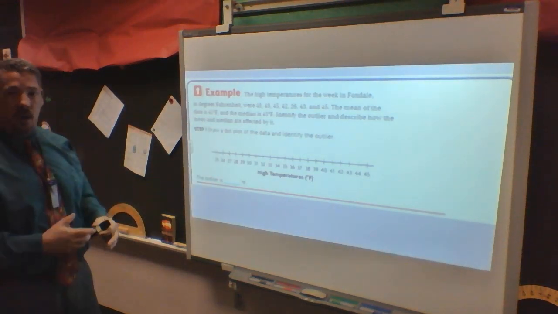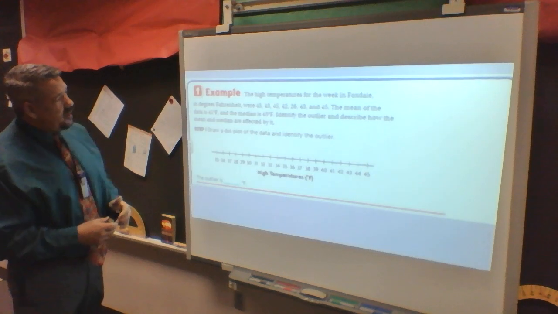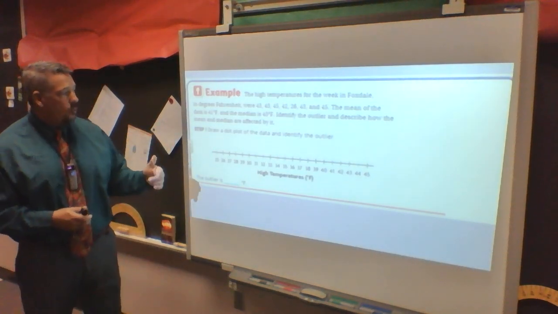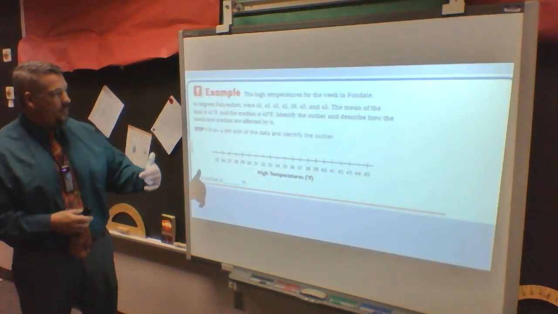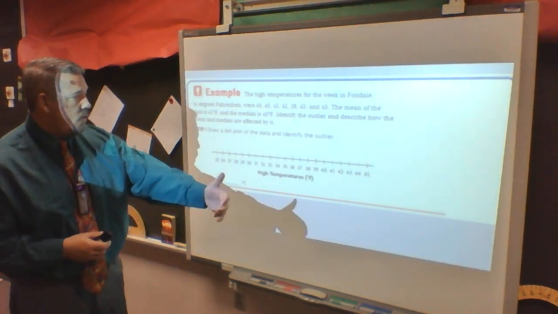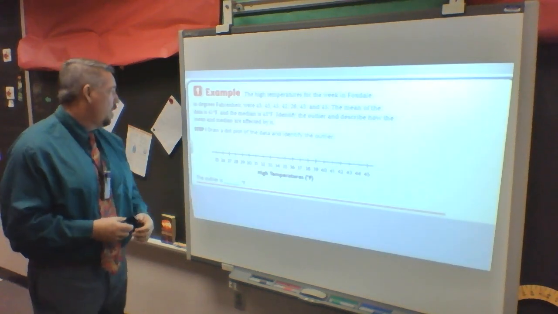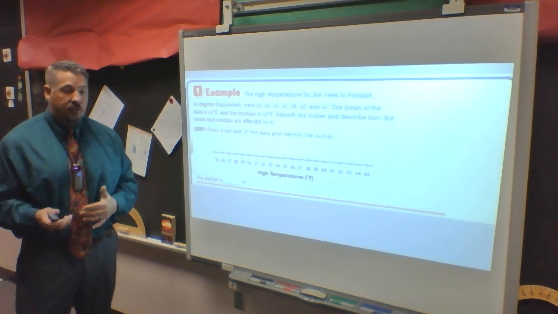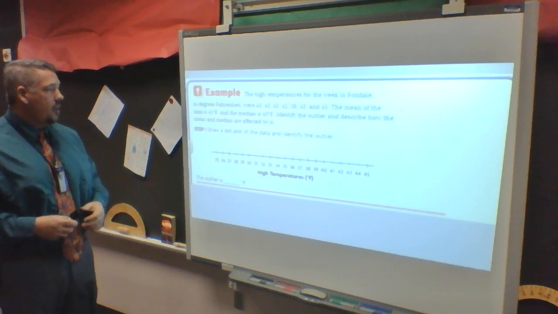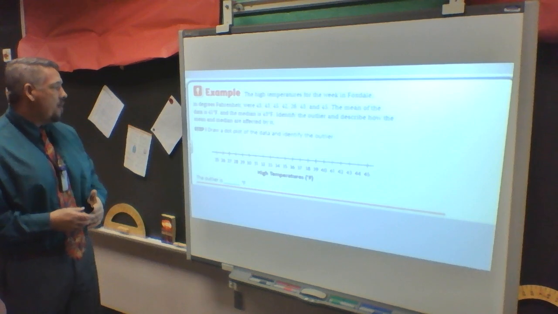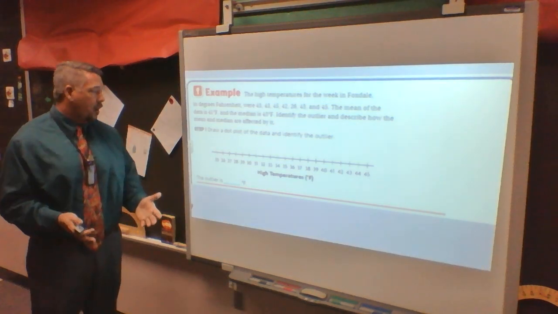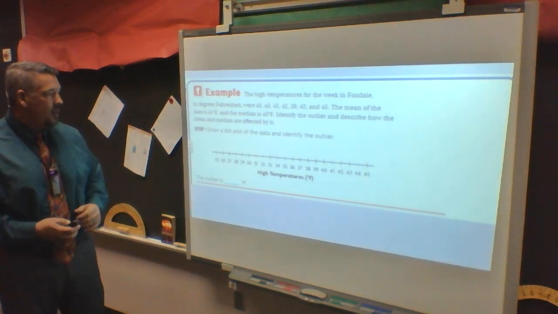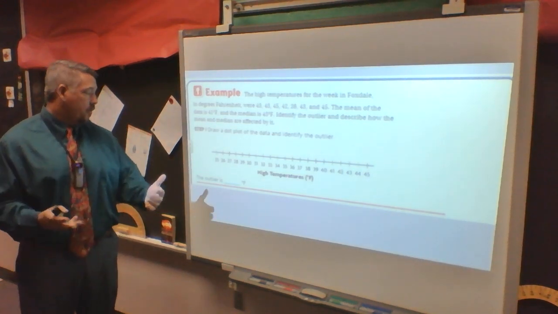Talk about temperatures now. It says the high temperatures for the week in Foxdale, in degrees Fahrenheit, were 43, 43, 45, 42, 26, 43, and 45. The mean of the data is 41 degrees, and the median is 43 degrees. Identify the outlier and describe how the mean and the median are affected by it. Step 1: draw a dot plot of the data and identify the outliers.